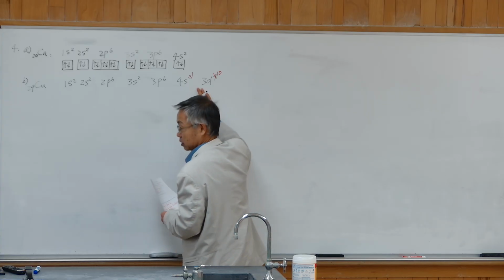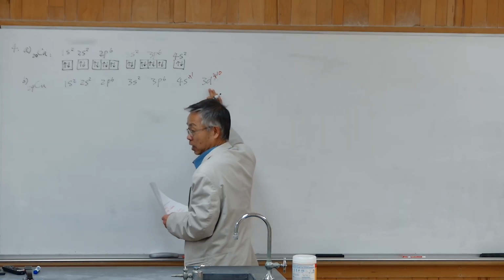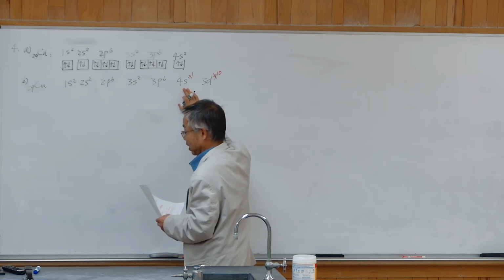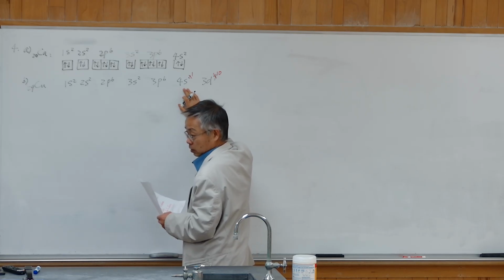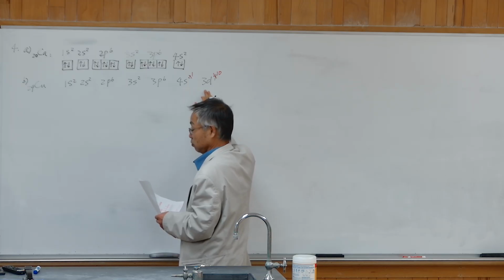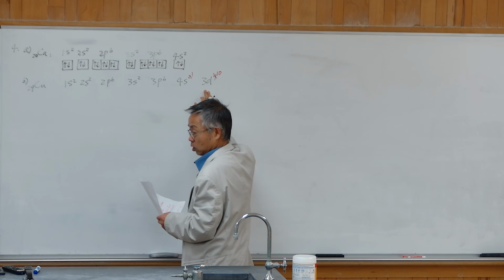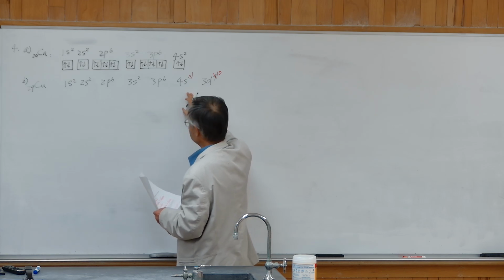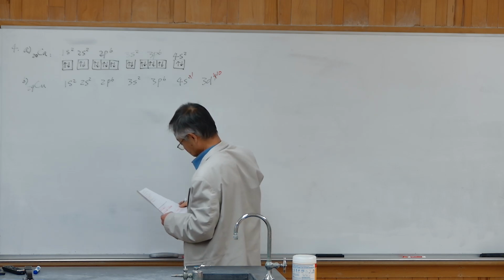Okay, special case. Whenever you see d9, think about it becomes d10. Take 1 electron from its neighbor s. Another special case is half-filled, more stable. So whenever you see d4, think about it becomes d5. The 1 electron comes from its neighbor s subshell.